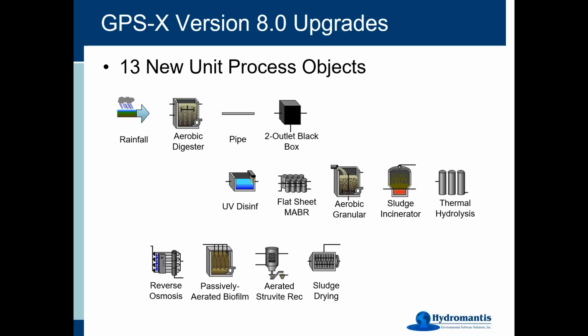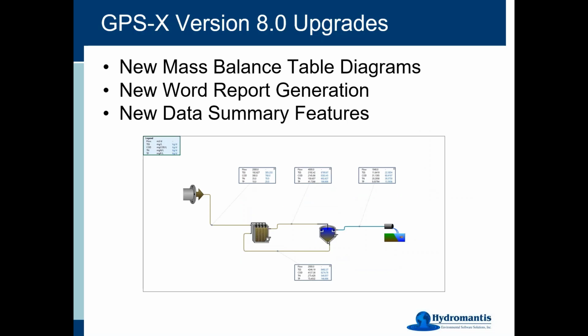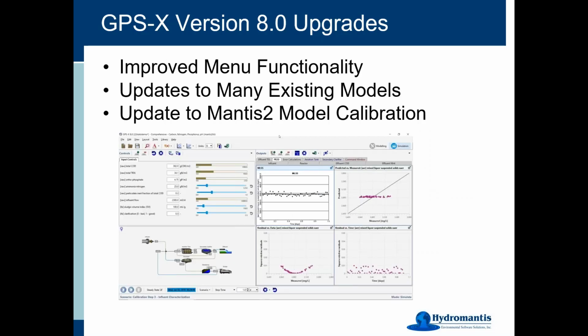And in last month's webinar, we covered 13 new unit process objects, and I'm going to be talking about some of these in more detail today. We have new drawing board features, and as I mentioned, new data handling and data validation tools. There are new ways to output your information, such as new mass balance table diagrams and new Word report and data summary features. We've improved the menu functionality to try and condense things and make it a little easier to navigate your way around to the information that you're looking for.